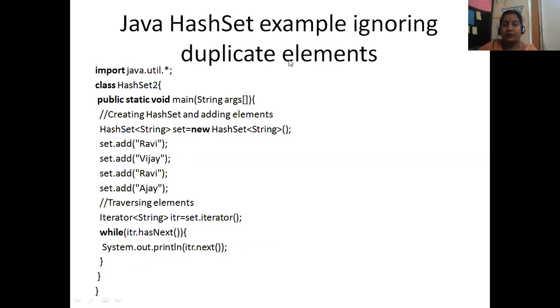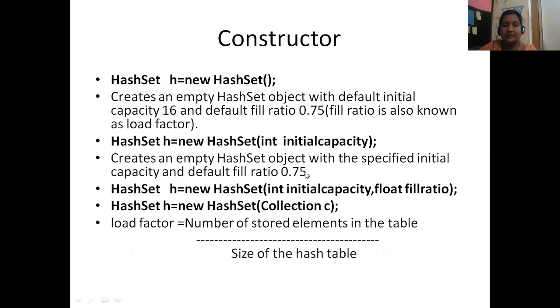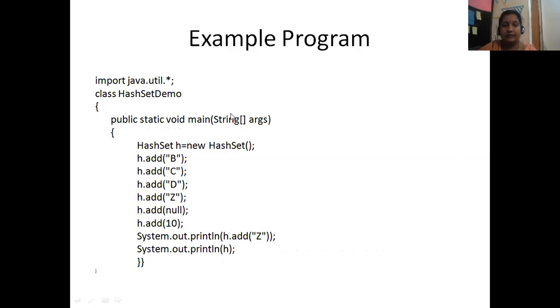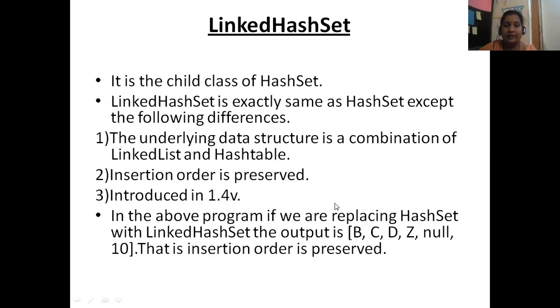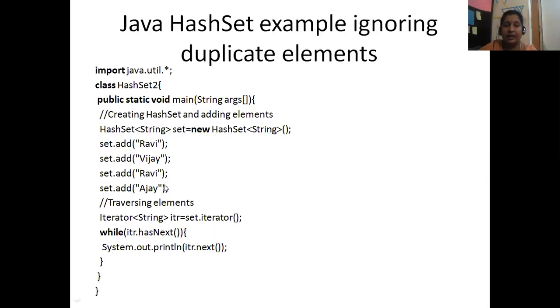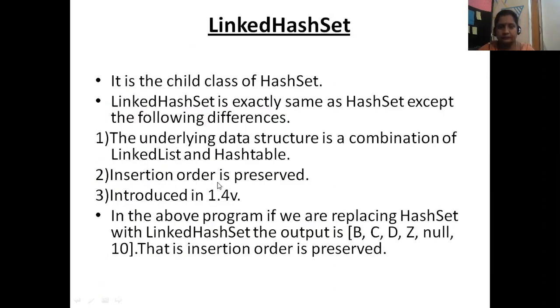HashSet example ignoring duplicate elements, because here we discussed that duplicates are not allowed. Here Ravi is a duplicate element. First, HashSet of String only, I have to use String. Here if I use 10, 20 and so on, an error will be shown. So Ravi will be added, but the second Ravi will be ignored because it is the same duplicate value. So if you traverse the elements, you get Ravi, Vijay and Ajay only.